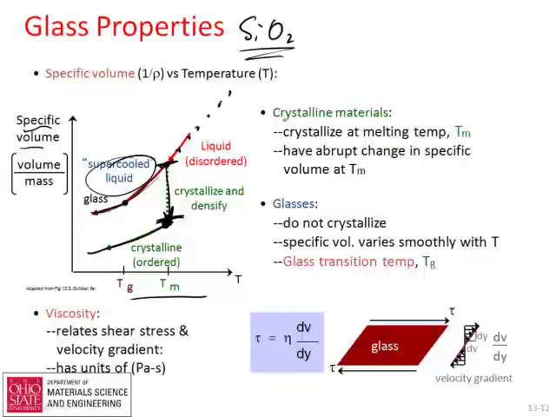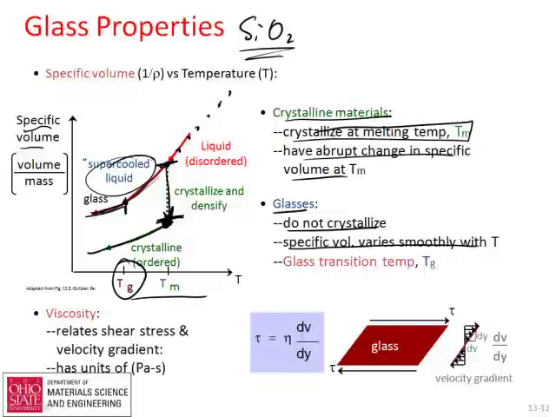So the difference is crystalline materials crystallize at a melting temperature, the melting point. They have an abrupt change in specific volume at the melting point. That's what you see with crystalline materials. Glasses, on the other hand, don't crystallize. They keep this disordered structure, and the specific volume varies slowly with temperature. And then we have this glass transition temperature here where there's another change in slope. And at that point, the material really starts to harden up.